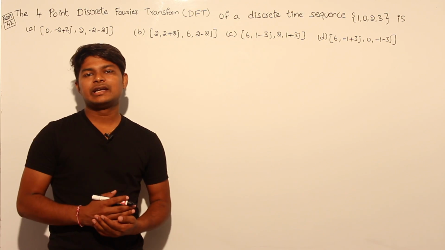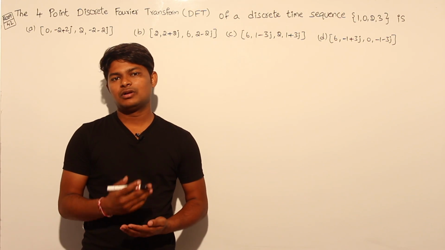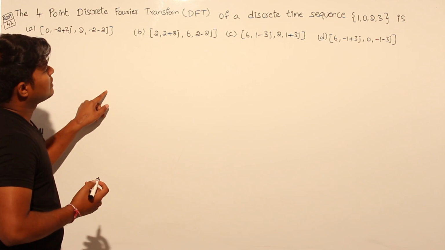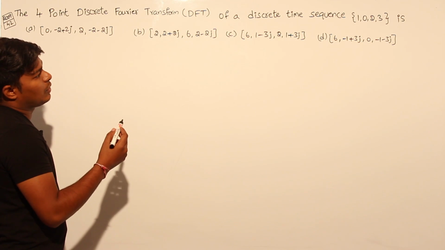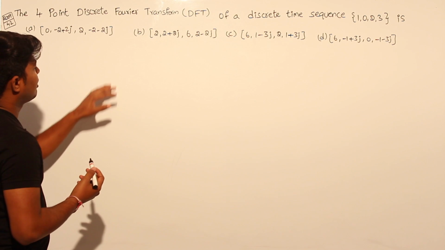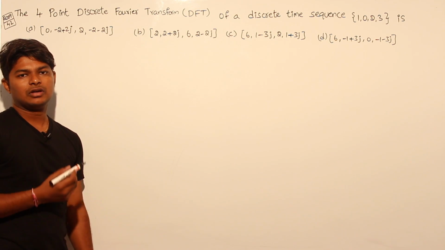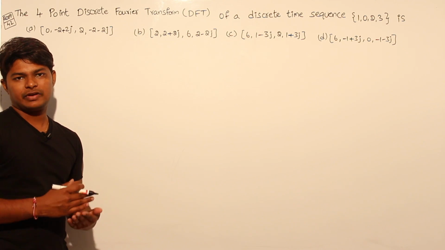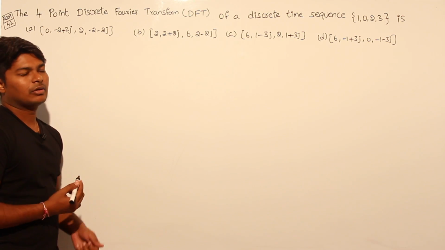This is the 42nd question given in GATE 2009. I'll read out the question. The 4-point discrete Fourier transform of the discrete time sequence 1, 0, 2, 3 is. They have given 4 options, and we need to find the correct answer. They have given the discrete time sequence x of n. They are asking for the DFT.